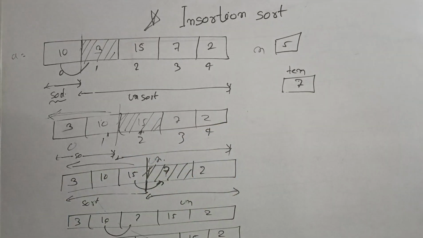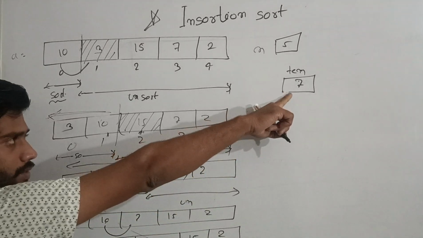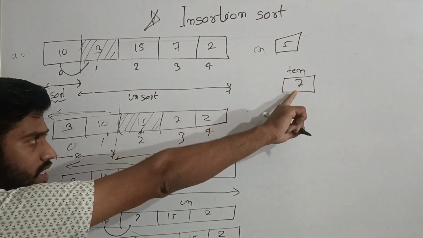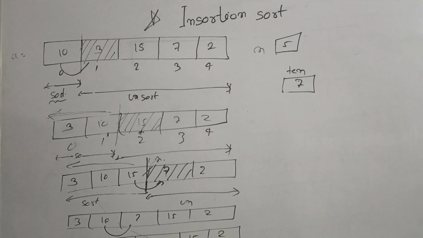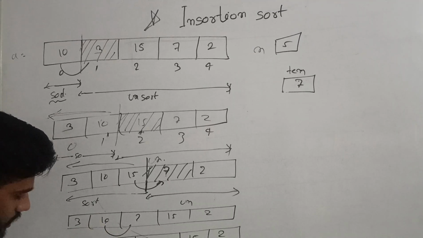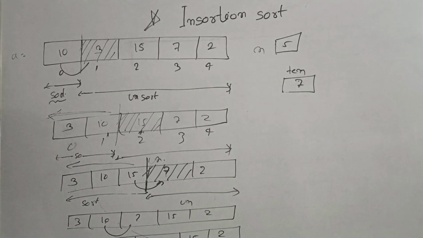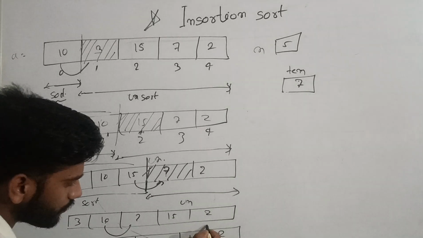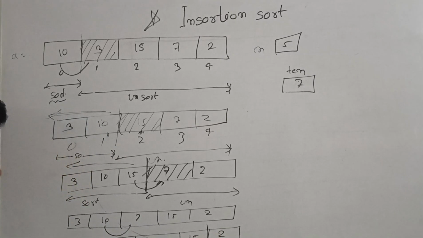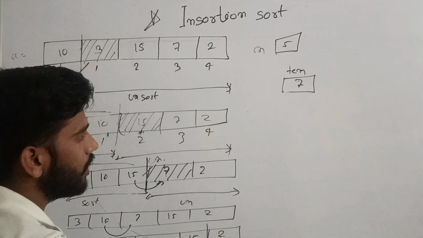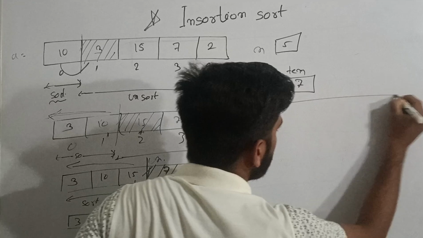7 is greater than 3? No, 3 is less than 7. Yes, 3 is less than 7, which means there is no need to shift it; this is the appropriate place for 7. Okay, now this part is the sorted and this part is the unsorted.